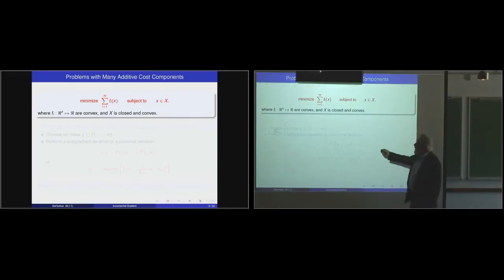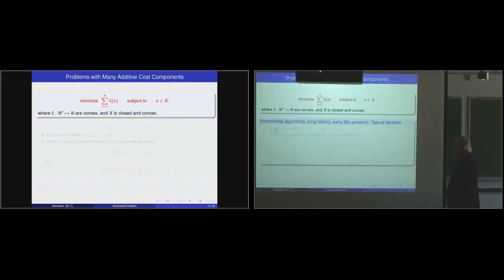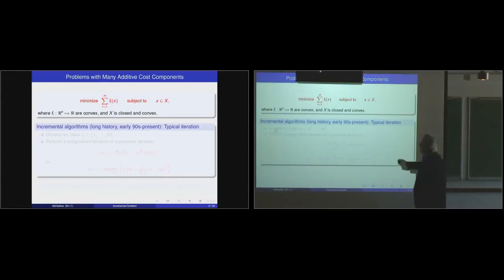And moreover, when you calculate the full gradient of this function, you have to process all the components, okay? So this is an expensive operation. Now, incremental methods try to get away from that horrendous overhead. So here's how they work, or at least some of the methods I'm going to discuss. Here's how they work.